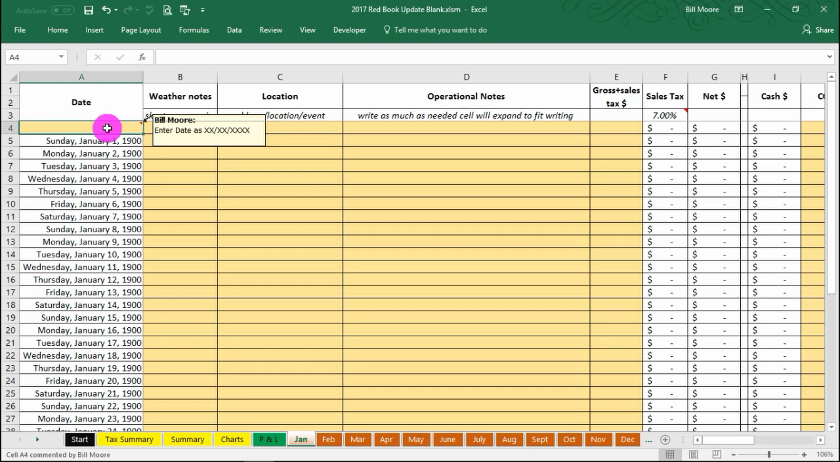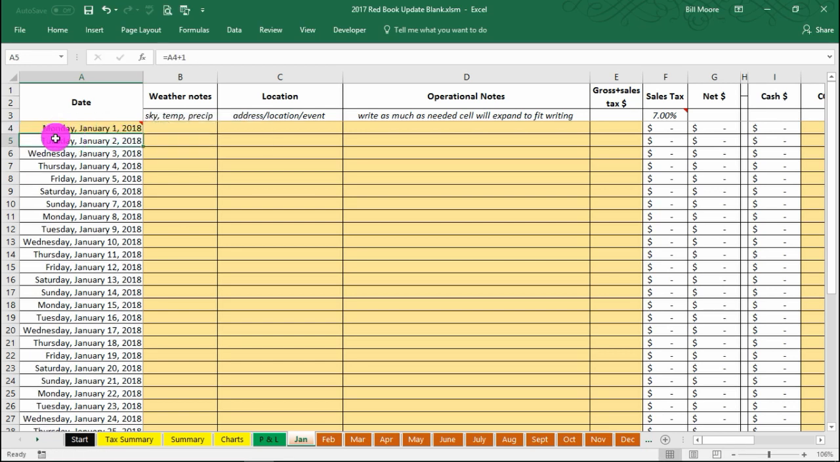actual monthly information. Start with January. We'll say we're setting this up for next year. And as you can see, it'll tell you what the day of the week is. Let's say that we're going to start vending on Friday the 5th. The sky temperature precipitation just gives you reminders of what was going on that particular day. I usually put the actual temperature, what the weather felt like, and if we had any rain or not. And usually it would be a very clear day that time of the year in Florida.